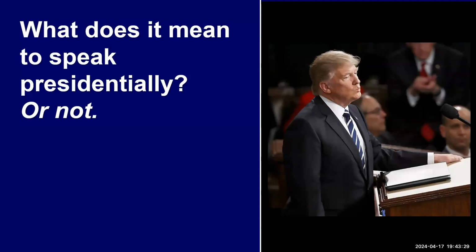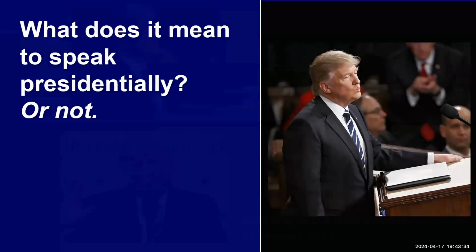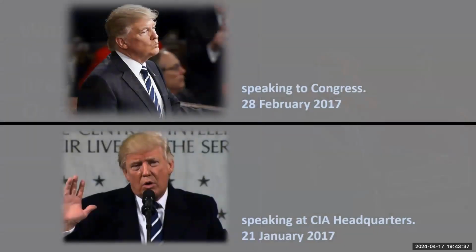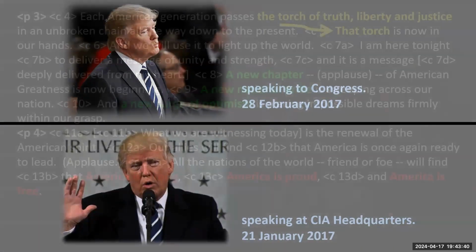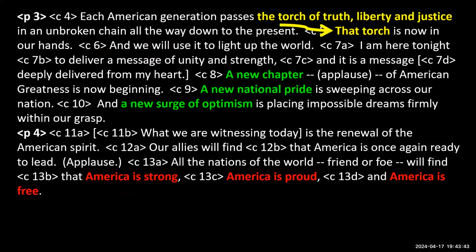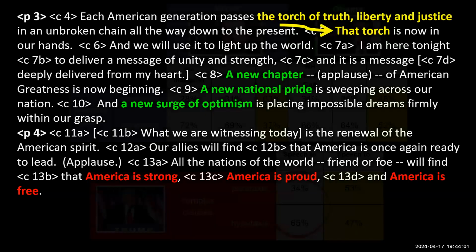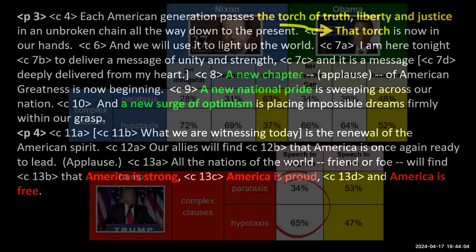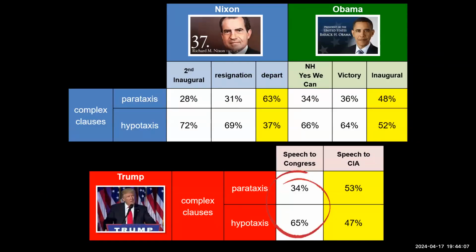When we looked at Trump's speaking and we're talking about whether or not he sounds presidential, what does that mean? We looked at two examples. The one example was his speech before Congress, and we saw many of the features we see in other speeches like Nixon and Obama. Repetition of things in threes, a linear thematic progression, repetition of the same thing. And we come back and we see that it is also largely hypotactic as opposed to paratactic.